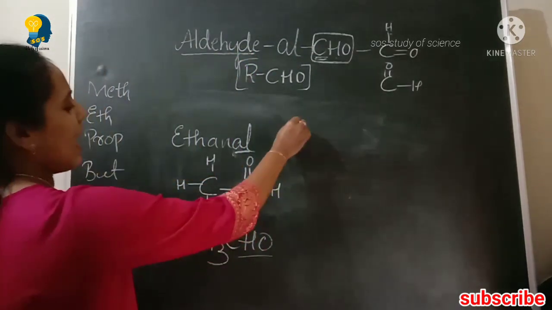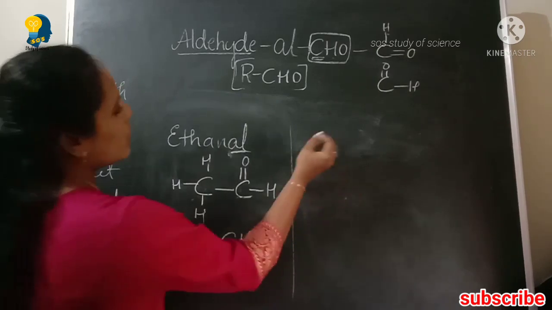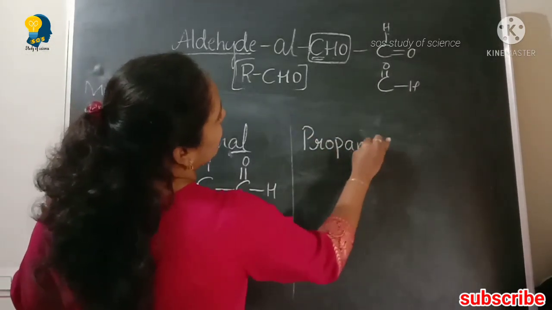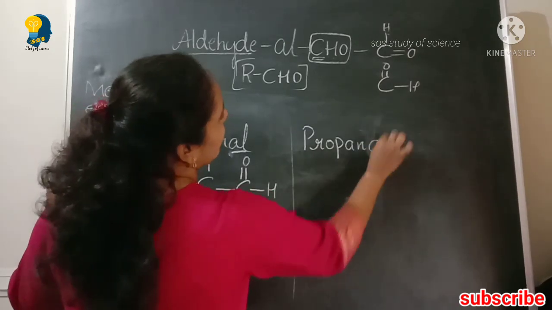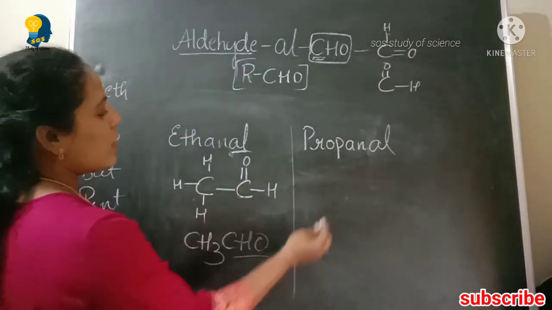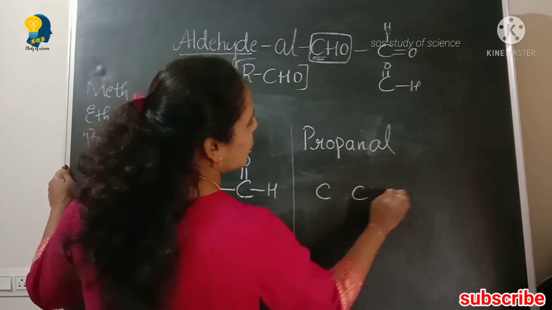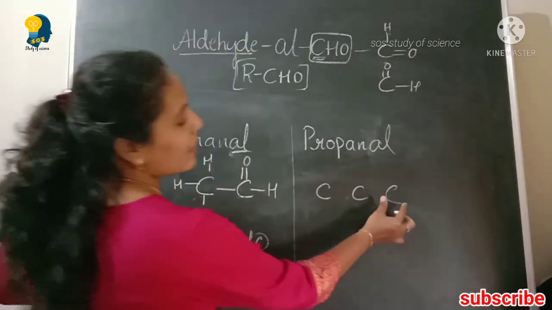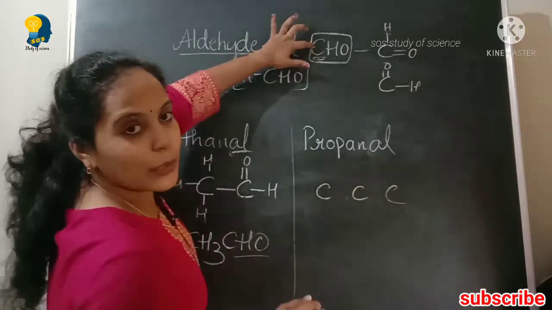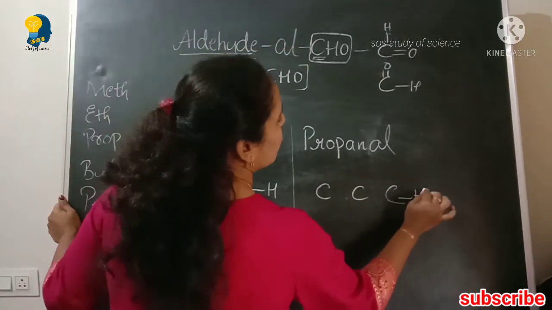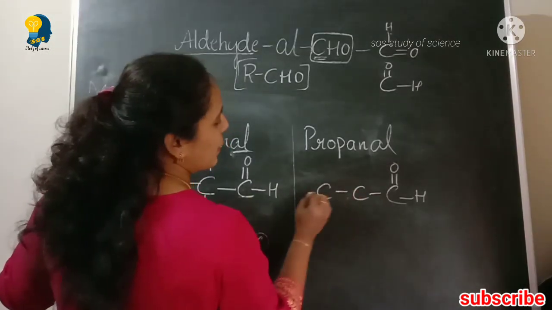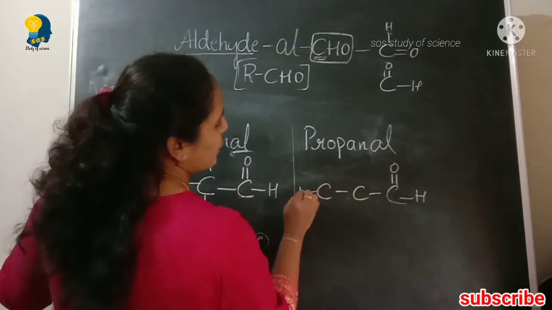Okay, ethanal. So one more I will teach you guys, that is prop. Propane, rub out E and add AL. It becomes propanal. So propanal, how many carbons? 1, 2, 3 carbons. Guys, very, very easy. So 3 carbons. The third carbon is our functional group, CHO, and the remaining carbons will be surrounded by hydrogens.